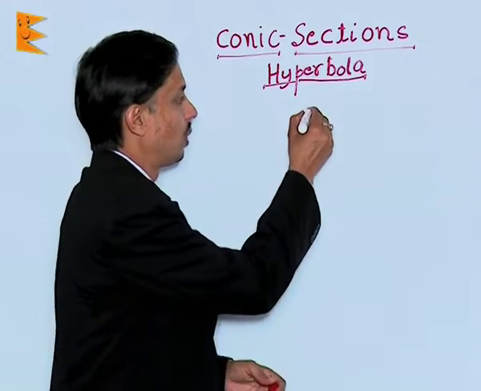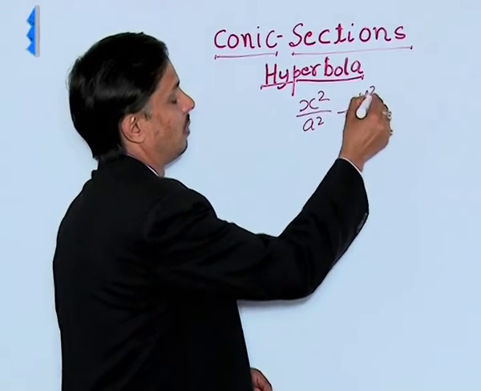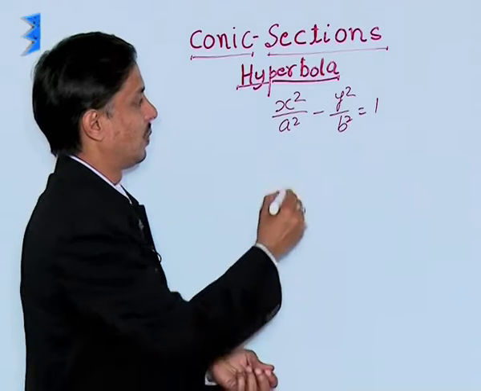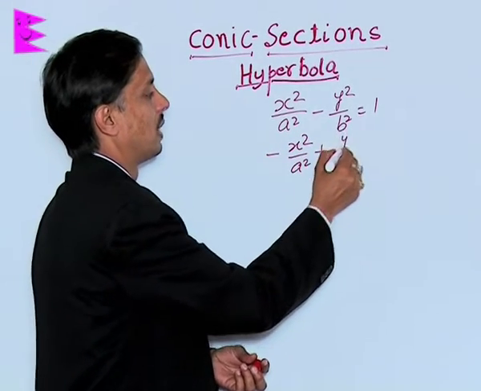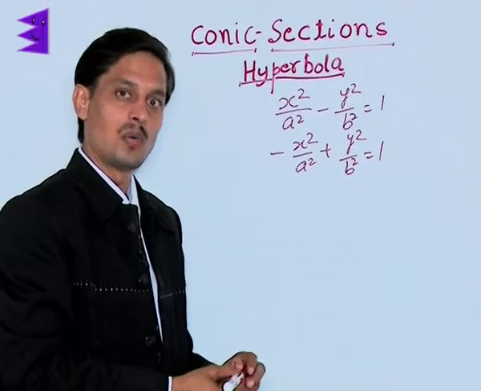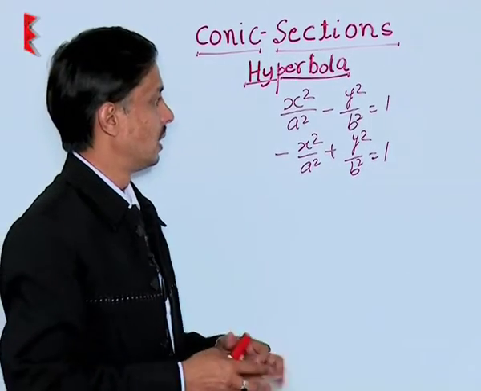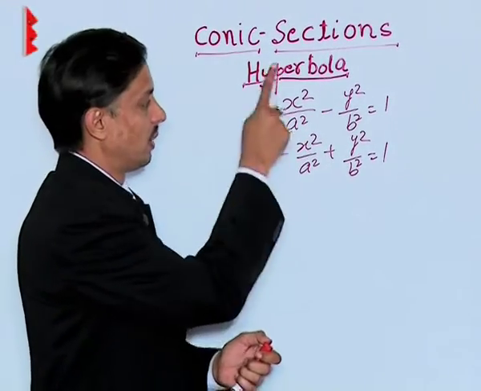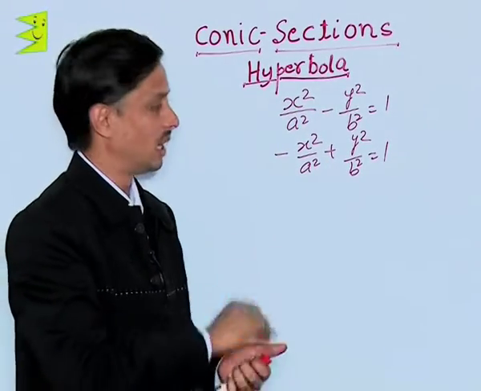The first equation of the hyperbola is given by x square upon a square minus y square upon b square is equal to 1. This is the hyperbola of type 1. And minus x square upon a square plus y square upon b square is equal to 1 is the hyperbola of type 2. So the question is how we recognize them with the help of the sign: if y is negative, type 1; if x is negative, type 2.